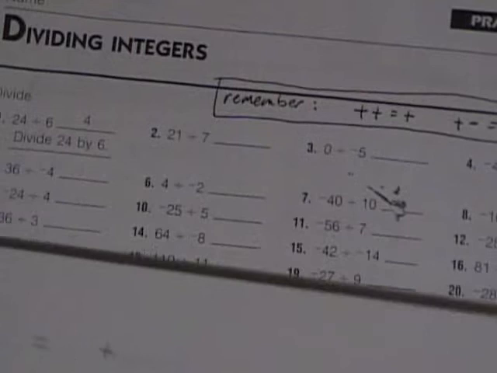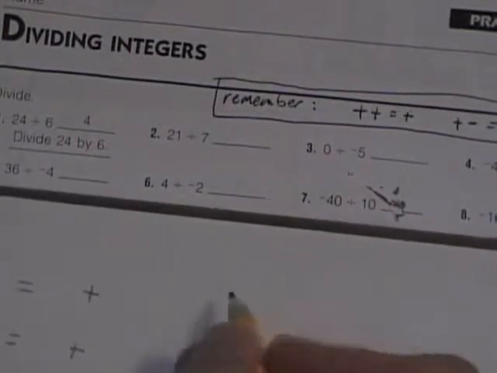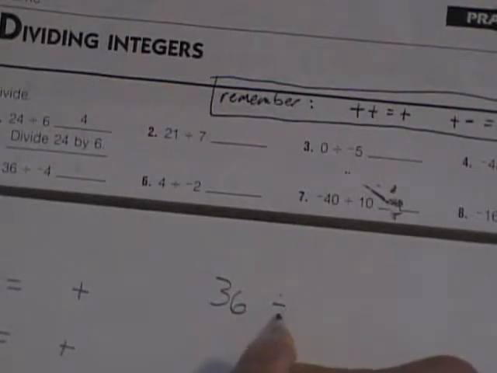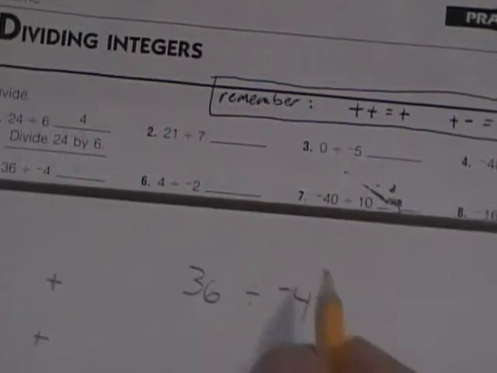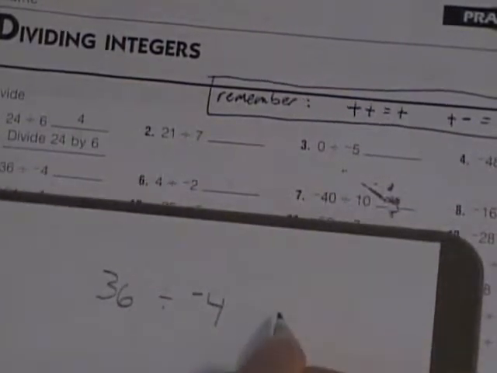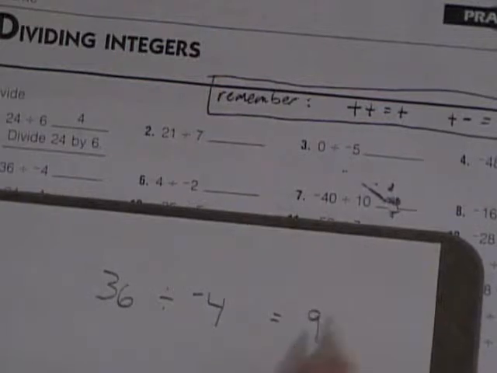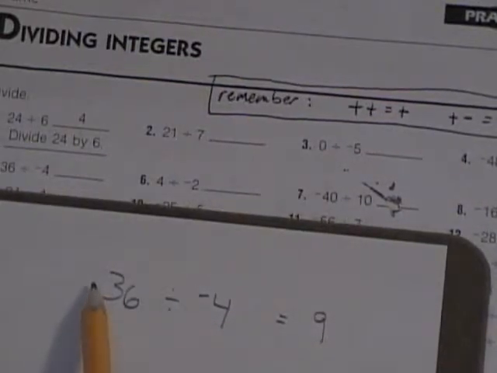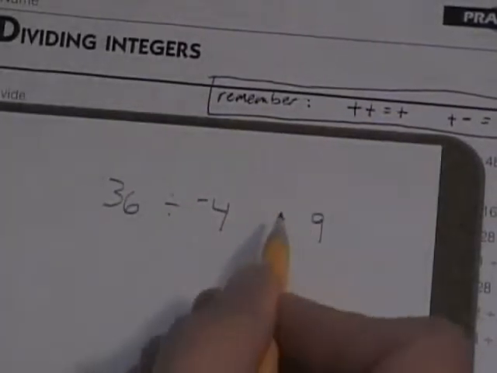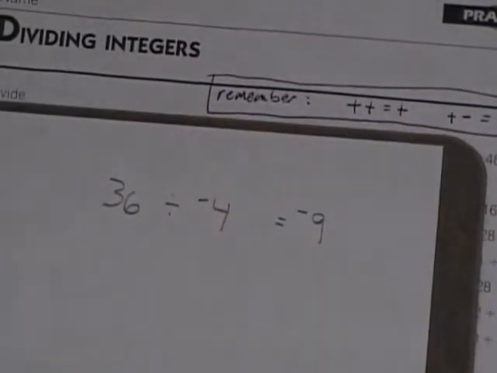With that said, number 5 says 36 divided by negative 4. So the first thing you do is divide. 36 divided by 4. The answer to that is 9. Alright, now let's check and see. This one's got a positive, that one's got a negative. So, a positive and a negative equals a negative. So, we're going to put a negative right there. And that's the answer to number 5.